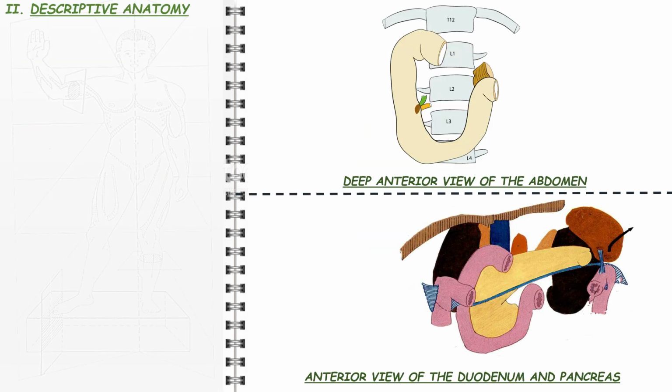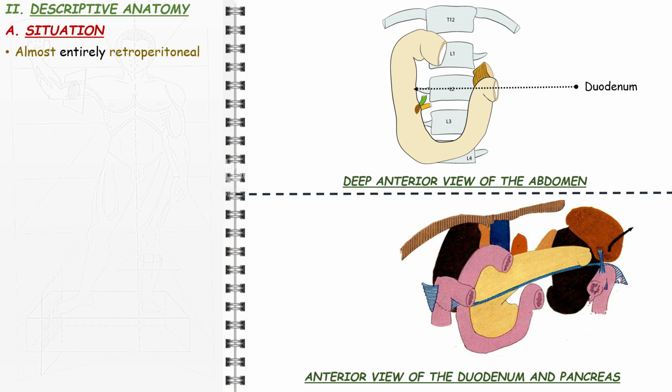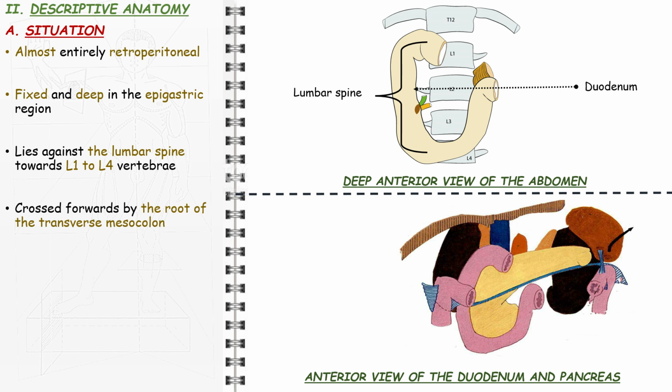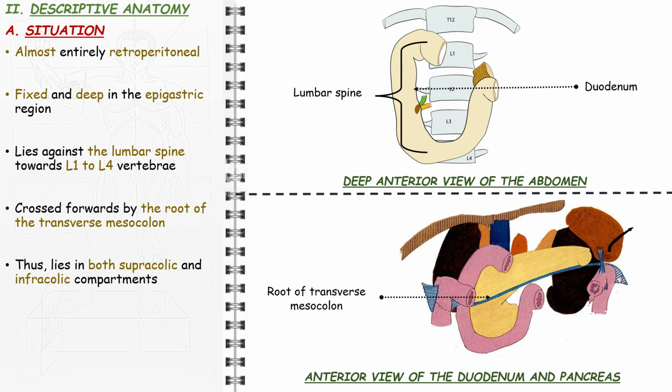The duodenum is almost entirely retroperitoneal. Fixed and deep in the epigastric region, it lies against the lumbar spine towards L1 to L4 vertebrae. The duodenum is crossed forwards by the root of the transverse mesocolon. Thus, it lies in both supracolic and infracolic compartments. Forwards, it projects above the umbilicus.